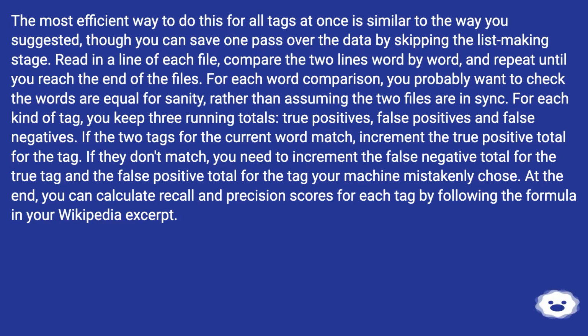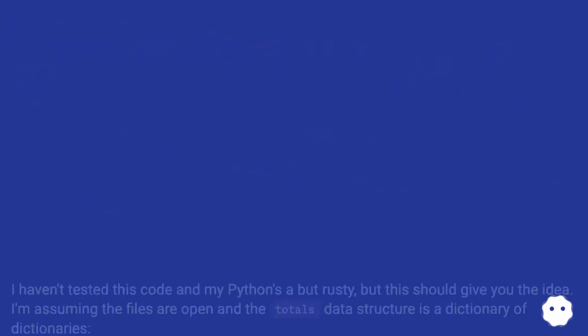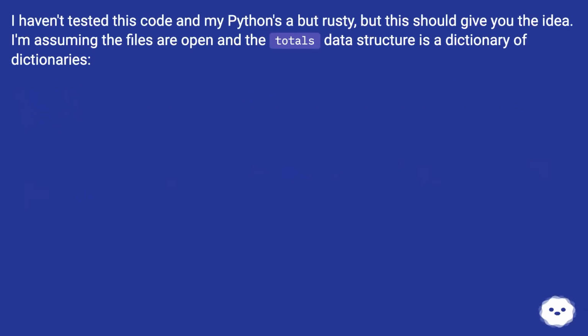At the end, you can calculate recall and precision scores for each tag by following the formula in your Wikipedia excerpt. I haven't tested this code and my Python's a bit rusty, but this should give you the idea. I'm assuming the files are open and the totals data structure is a dictionary of dictionaries.